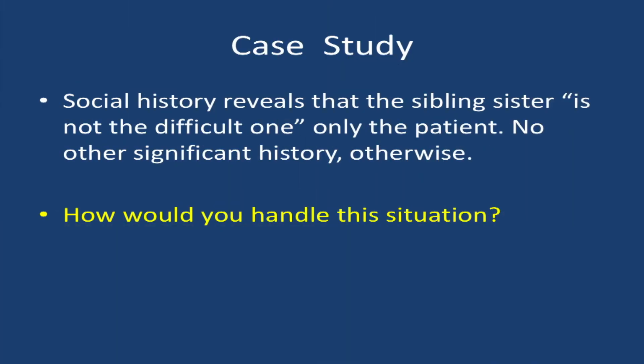The social history of this case reveals that the sibling sister is not the difficult one, only the patient. No other significant history otherwise. How would you handle this situation?